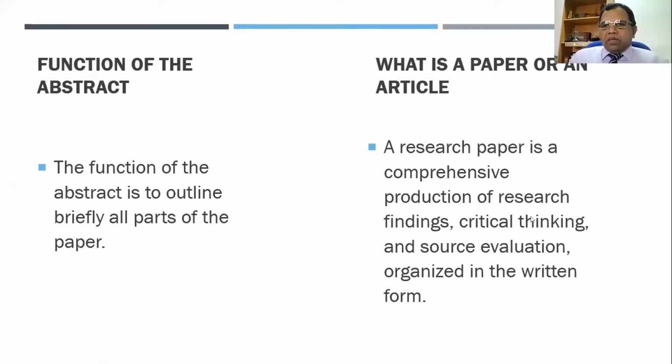To understand the paper and an article, we call it a research paper. It's a comprehensive production of research findings, critical thinking, and source evaluation organized in a written form. We call it academic writing style, right? Some students wait till the last minute, although they are given 6 months, to write their dissertation. Why? They think it's like writing a novel. But definitely it's not that. That is why we are trying to develop a culture in CINEC, because we call ourselves beyond a graduate. CINEC is beyond a graduate. So we need to be somebody beyond that.